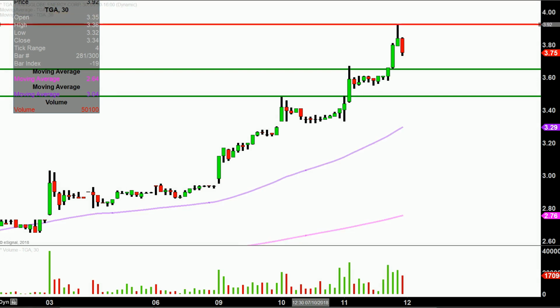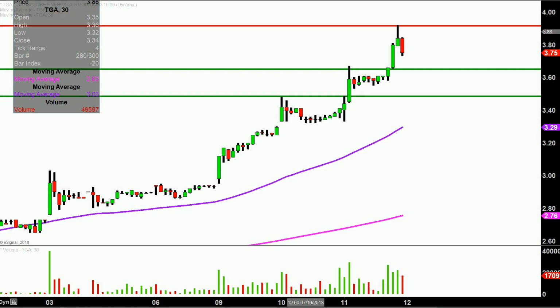What about levels of resistance? As it stands right now, the party stop today was right up there at $3.90. So $3.90 will be public enemy number one going forward.